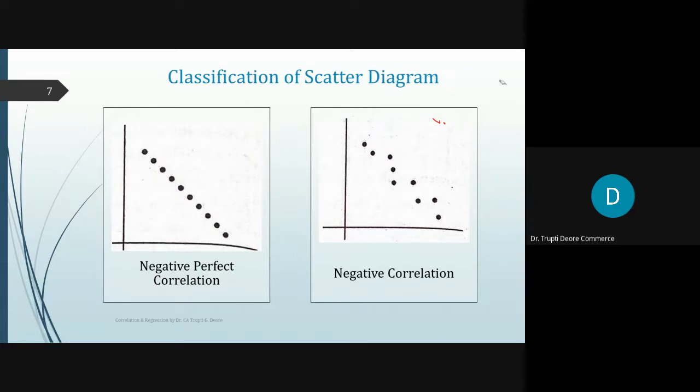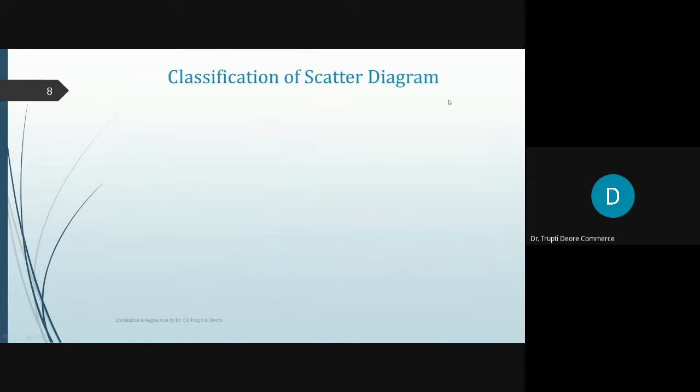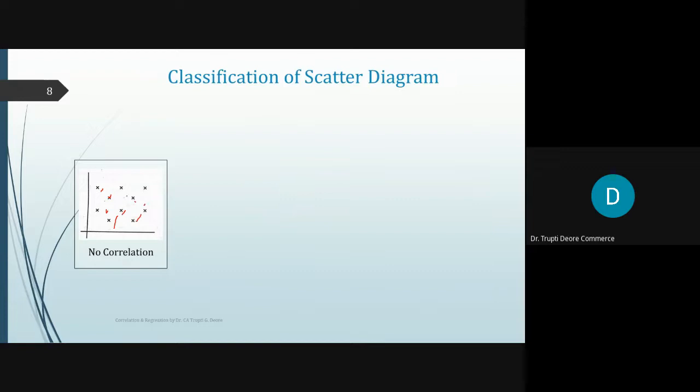The next one is no correlation. Here you can see there isn't any link between these two, or any data with x or y. They don't have any relation between these two variables. That's why it is called no correlation.